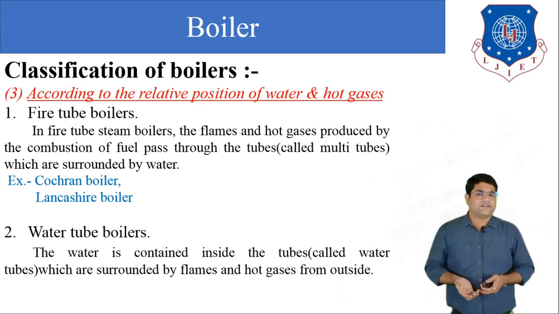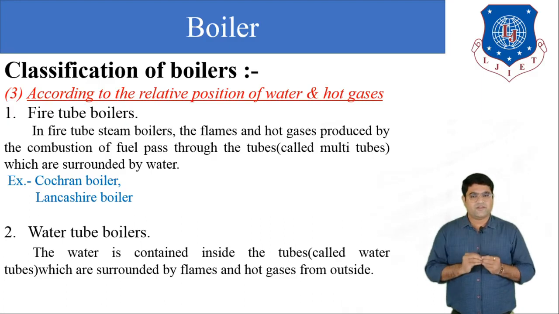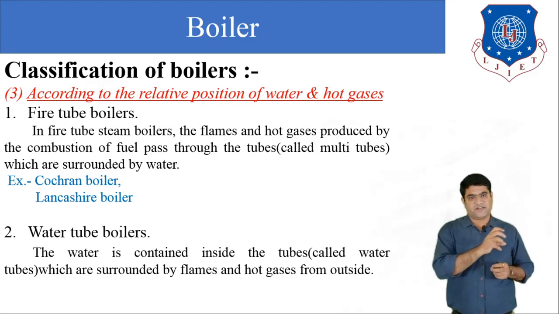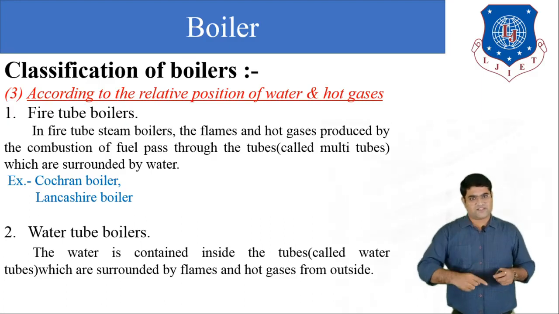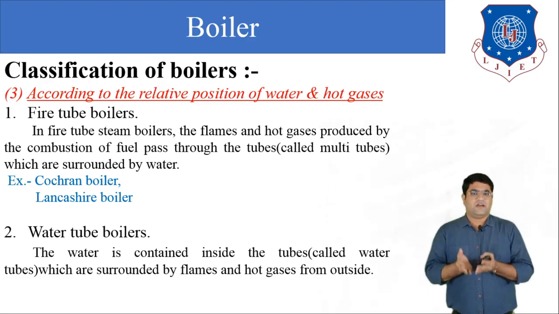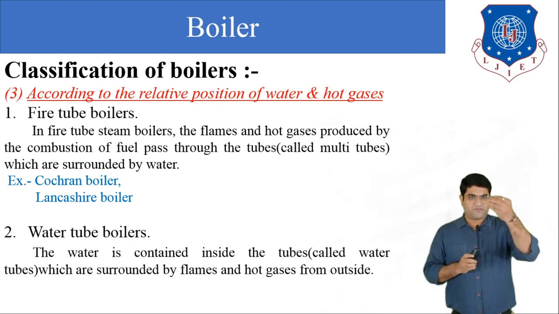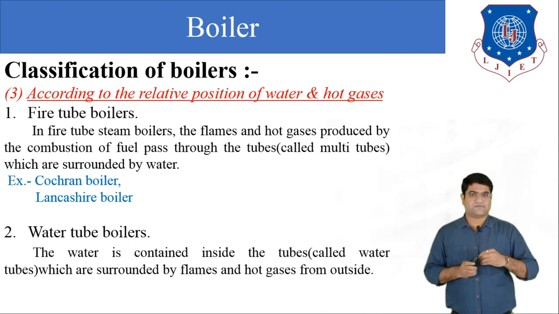Okay, now what is a water tube boiler? In the water tube boiler, the water is circulated inside the tube and the flue gases or fire gases surround the tube. So here the heat is transferred from the fire gases or flue gases to the tube, and from the tube it will transfer to the water, because the water is inside the tube.